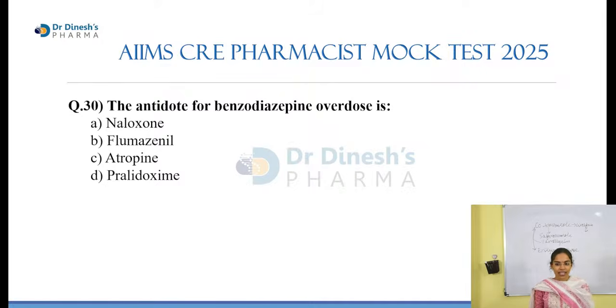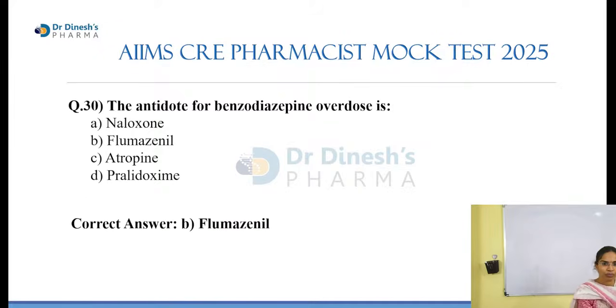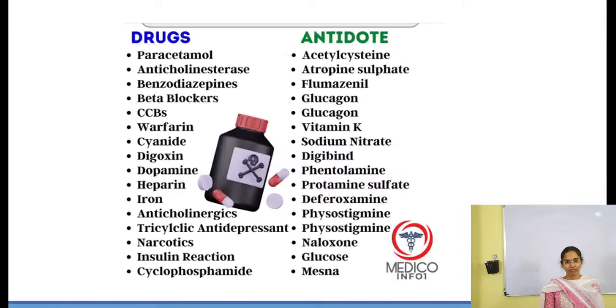What is the substance that is used as an antidote for benzodiazepine overdose? Flumazenil. It is a benzodiazepine antagonist. And we will see the remaining drugs also. Naloxone is an antidote for which kind of drugs? Opioids. For narcotics and opioids, naloxone is the antidote.